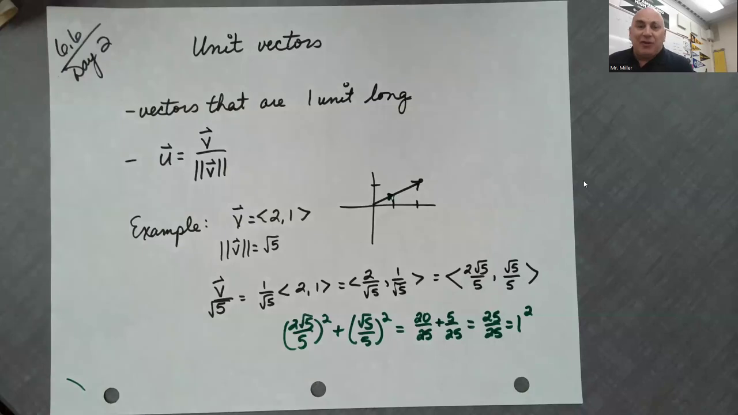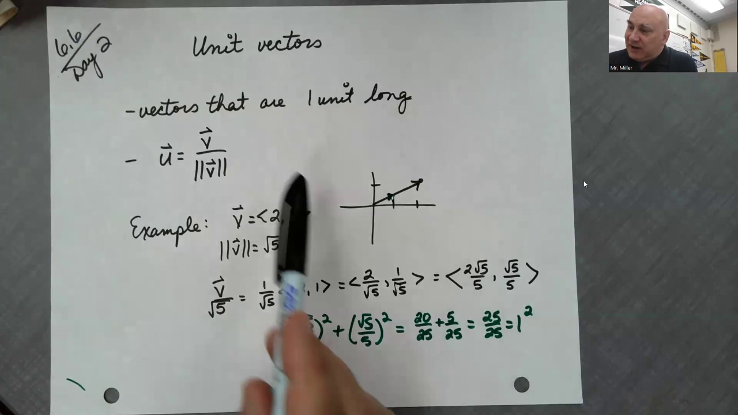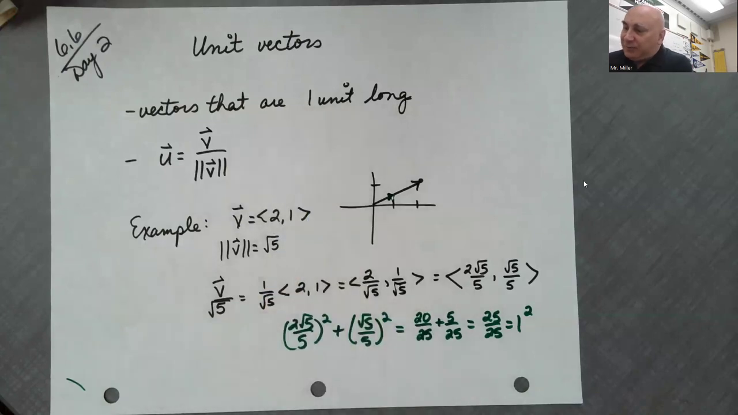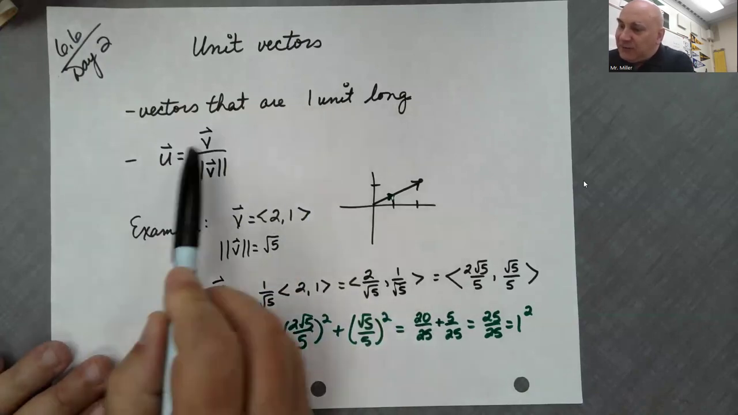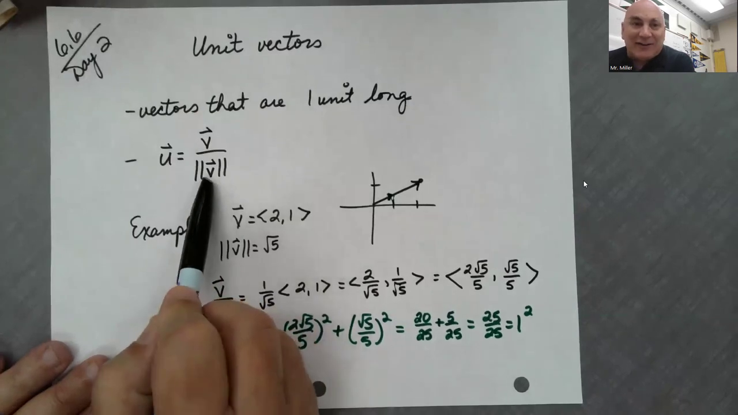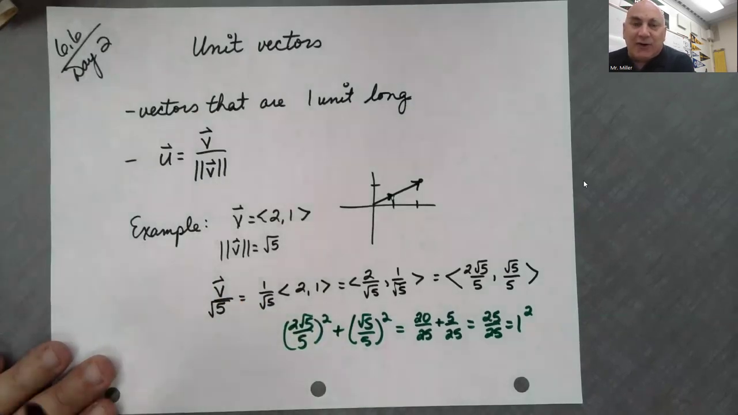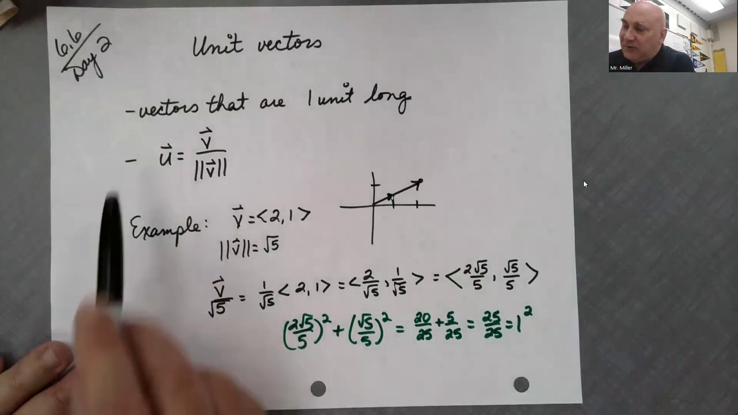And I'm back. So here we have unit vectors. Unit vectors, again, are vectors that are 1 unit long. A unit vector is what you get if you take a vector and divide it by its magnitude. If it's 5 units long and you divide it by 5, now it'll be 1 unit long. That would be a unit vector.